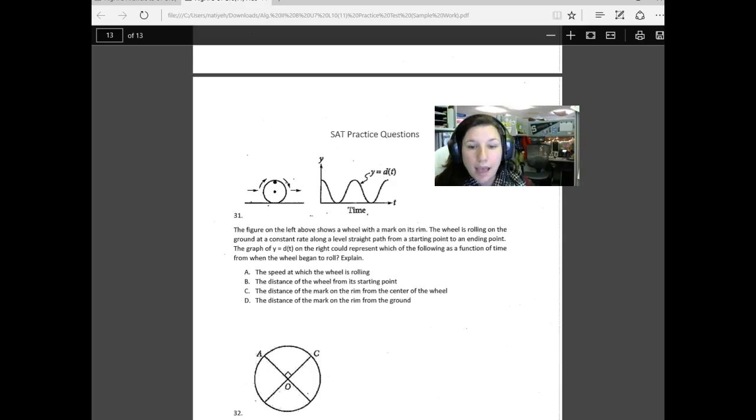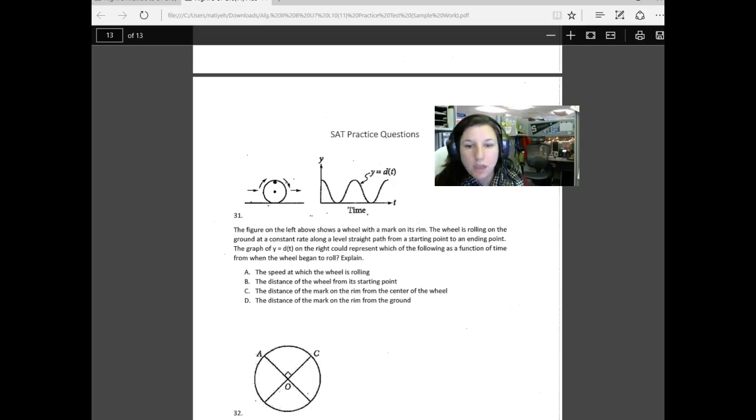All right, and if we look at that, if you're looking at the ground, the mark here at the beginning is going to be furthest from the ground. And if we match that over with the graph, this is our highest amplitude here. Then as the wheel is rolling, it's going to dip down and touch the ground. Then it's going to roll back up, moving further away from the ground, and come back to furthest from the ground, and then roll back down, touch the ground, roll back up to furthest. So that distance of the mark from the ground does match this curve.